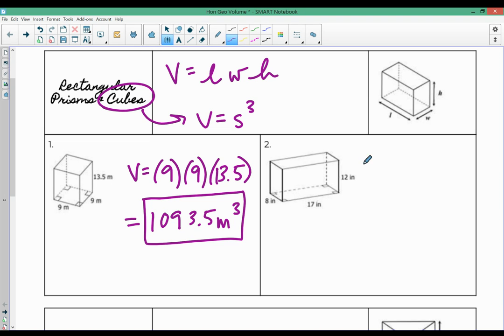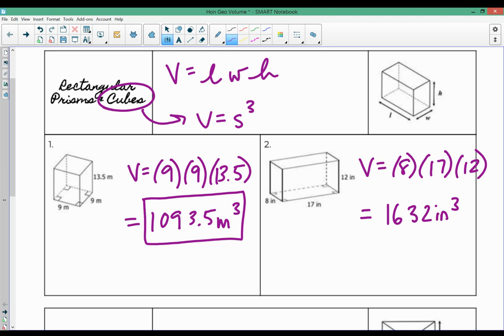All right, same thing with this next one. 8 times 17 times 12. The order doesn't matter because multiplication is commutative. 1,632 cubic inches.